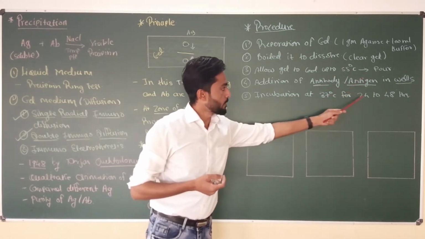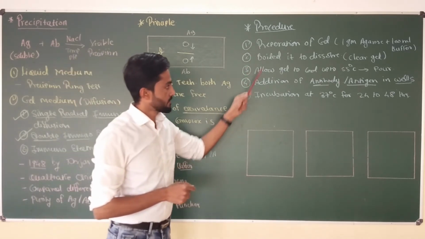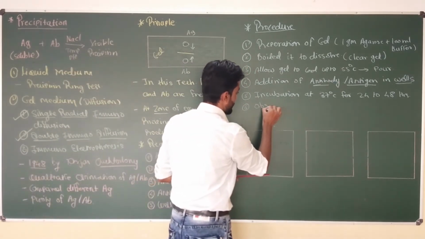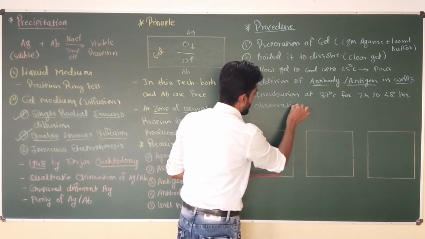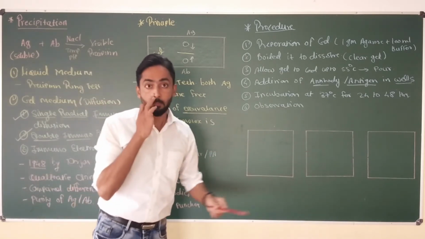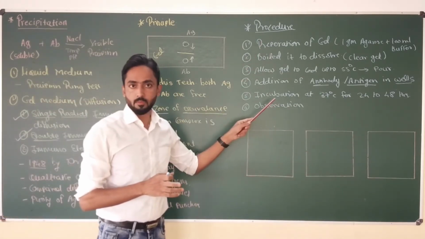So at the time of incubation, moist condition is necessary, and after these steps, the last step is observation and interpretation of the result. Three different types of precipitation lines can appear after this procedure.